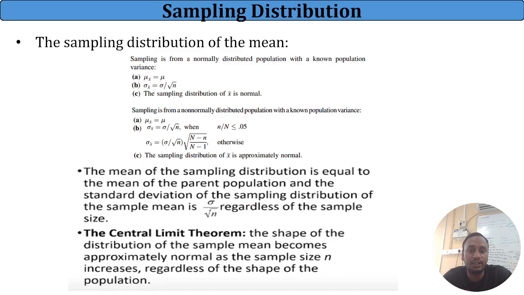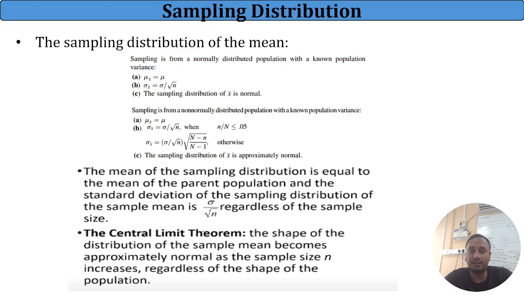Can anyone explain what this means? The mean of the sampling distribution is equal to the mean of the parent population, and the standard deviation of the sampling distribution of a sample mean is sigma by root n, regardless of sample size. Any idea? It's actually the central limit theorem. It says the mean of the sampling distribution will become the mean of the parent population when the sample is large.